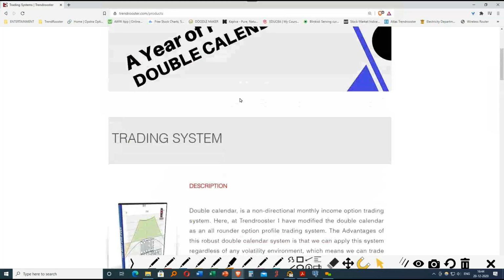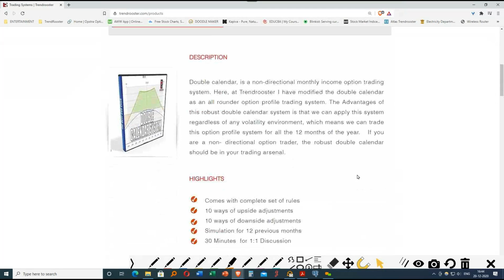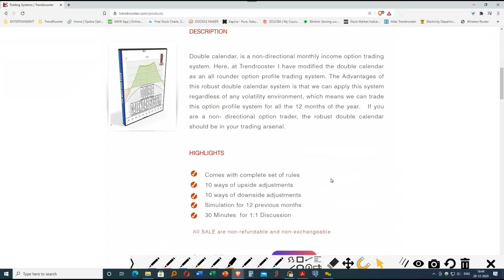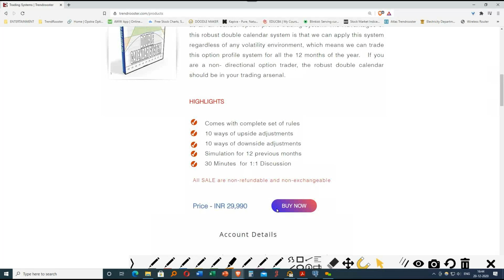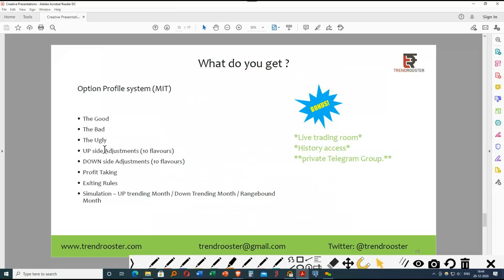Go to trendtwister.com and click Trading Systems. There is a double calendar system, called the robust double calendar. All the profile merging concepts are explained in this system. I explained the 10 flavors of the system here: 10 flavors of upside adjustments and 10 flavors of downside adjustments. You won't get this kind of 10 flavors anywhere else.